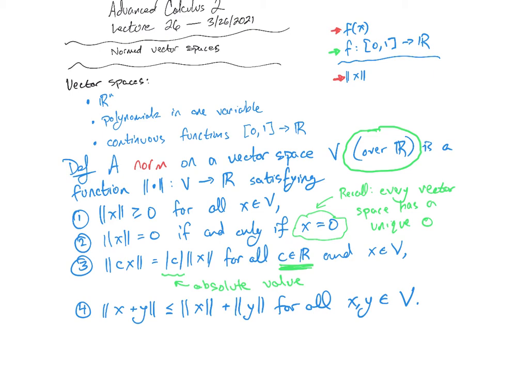So, if our vector space is just the real numbers, then the obvious norm is just absolute value, because absolute value gives us size. Any other questions on norms before we move on?